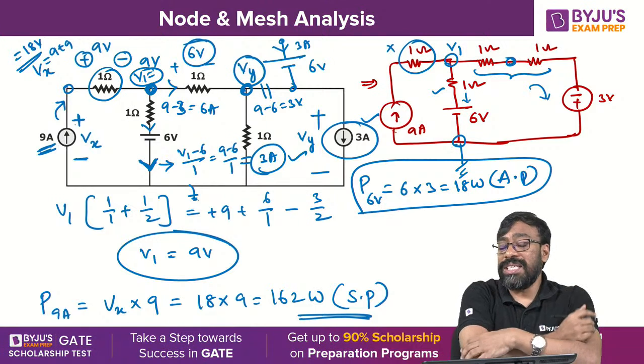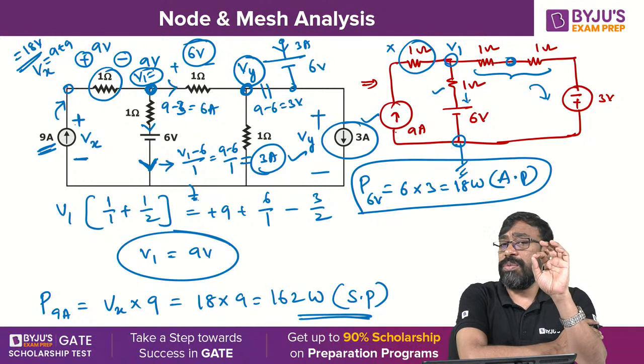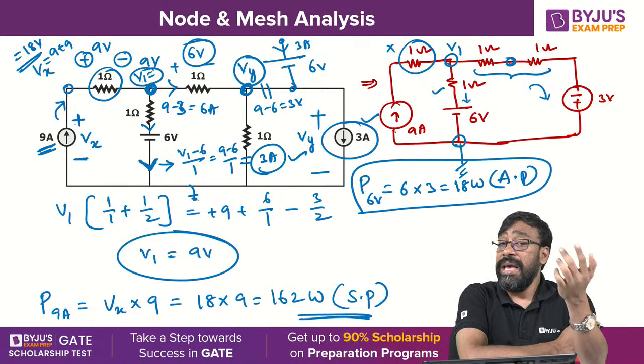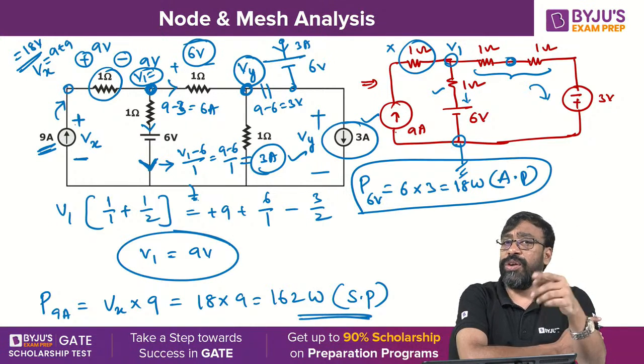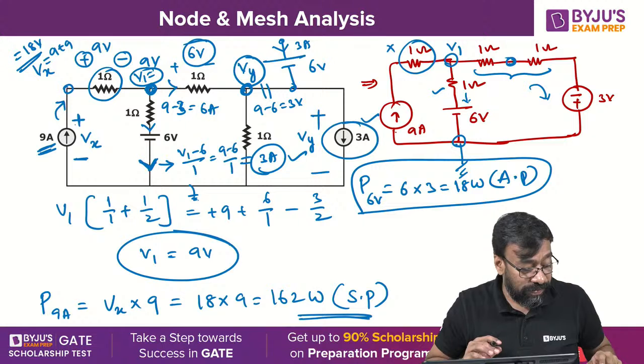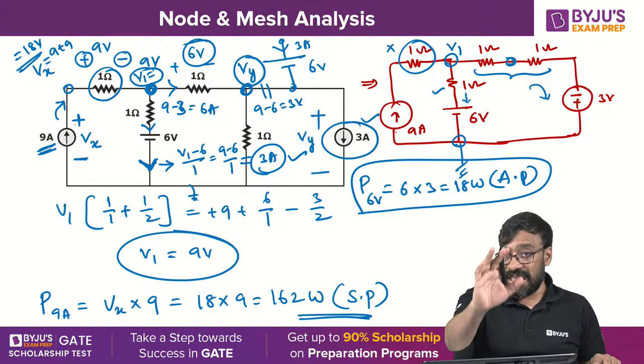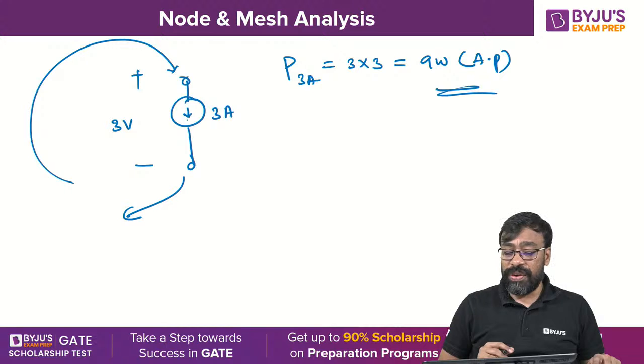The power I squared R formula is applicable only to a resistive element, not for the voltage source and current source. For voltage and current sources, you are supposed to use the product of voltage and current. In case of a current source, you know the current, you need to find the voltage. In case of a voltage source, you know the voltage, you need to find the current. That's it. So don't apply the formula I squared R or V squared by R. Those are applicable only to passive elements, that is, resistive elements. Clear, all of you, okay?